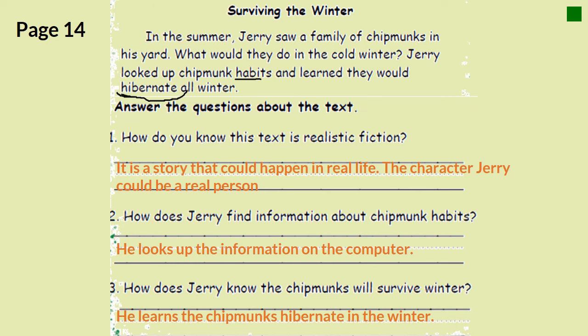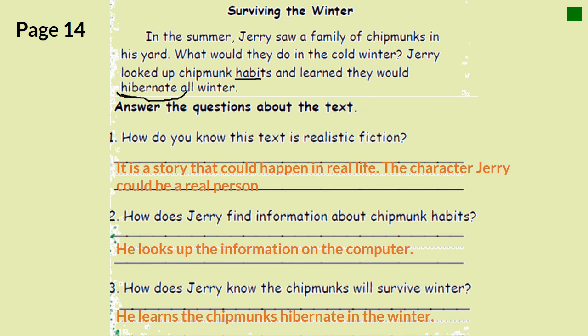In the summer, Jerry saw a family of chipmunks. Chipmunks are small animals with a large furry tail. Okay, Jerry saw a family of chipmunks in his yard. What would they do in the cold winter? Jerry looked up chipmunk habits and learned they would hibernate all winter. Hibernate means sleep for a long time. Habits means what they do, okay? Or how do they live?